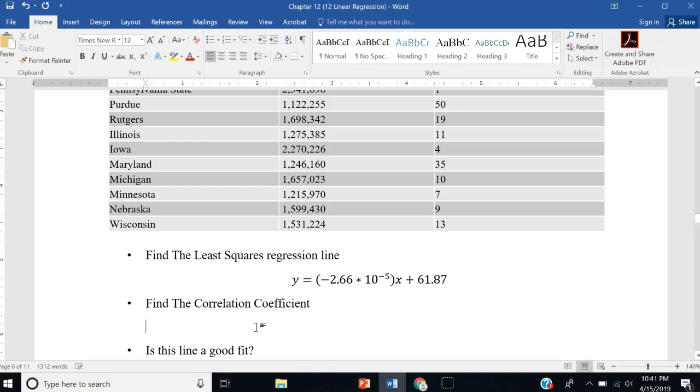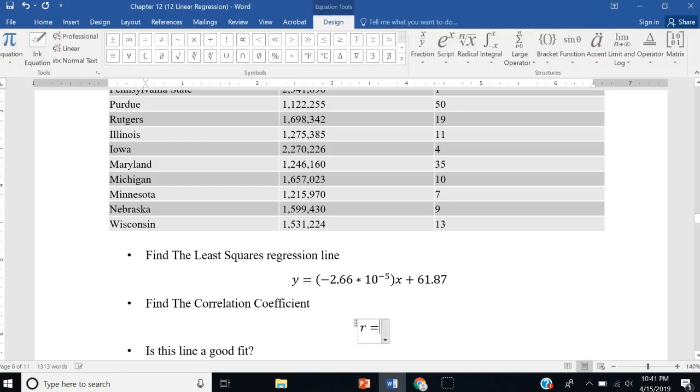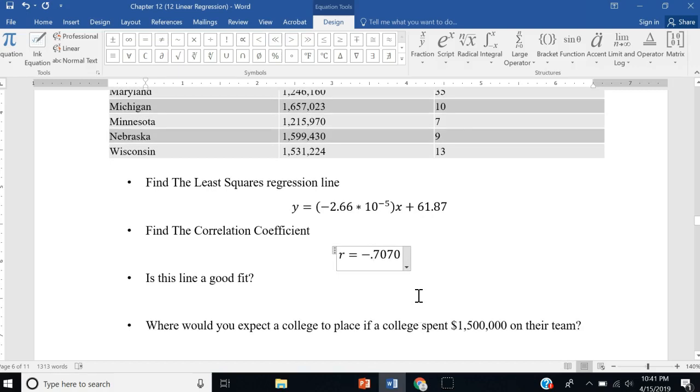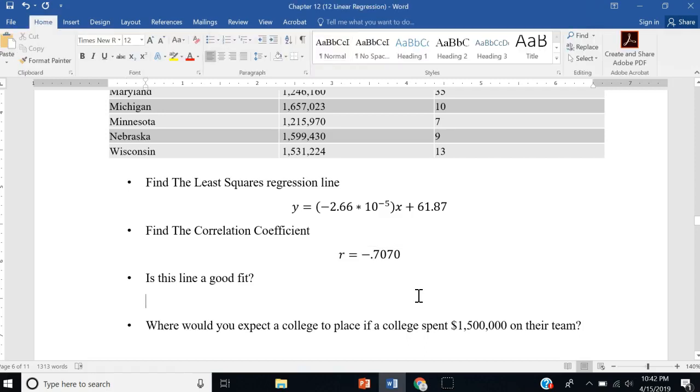All right. So the correlation coefficient, r, well, this time it's negative 0.7070. Now, remember, our cutoff value was 0.75. So if our r is bigger than 0.75 in absolute value, we're going to say that it's a good fit. Since this r is under 0.75 in absolute value, this would be a bad fit. So this line does not fit very well with the data.